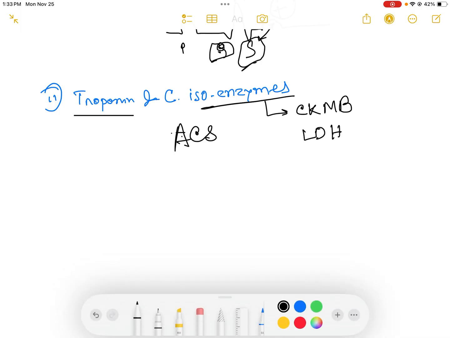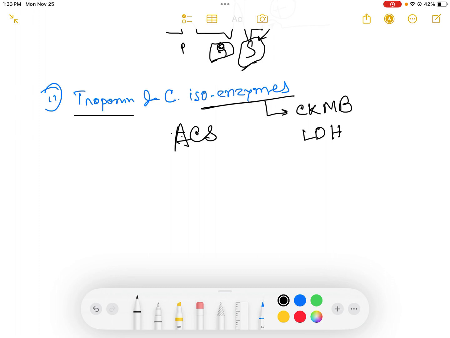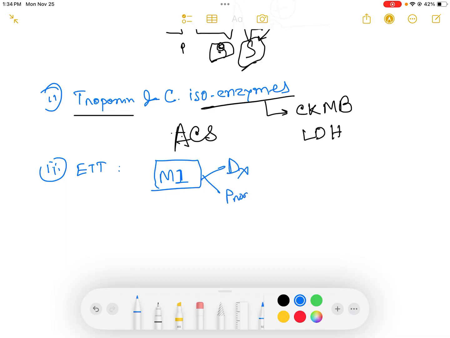Number three, exercise tolerance test or ETT. Exercise tolerance test is a valuable technique for assessing myocardial ischemia, both for diagnostic purposes and for prognostic purposes.